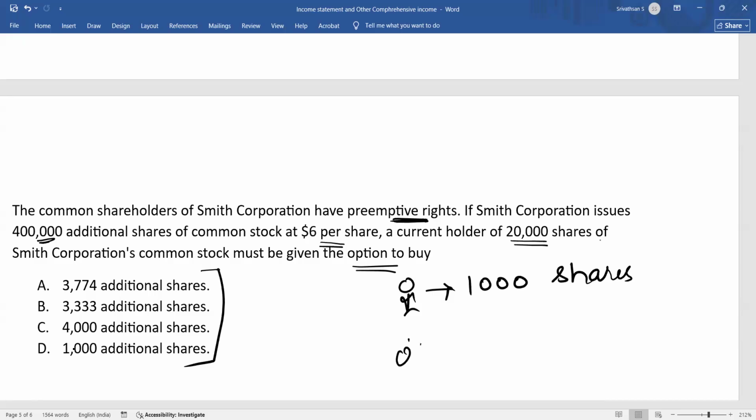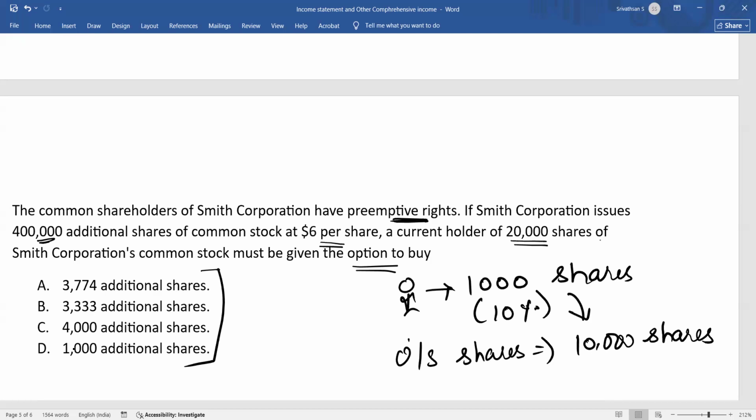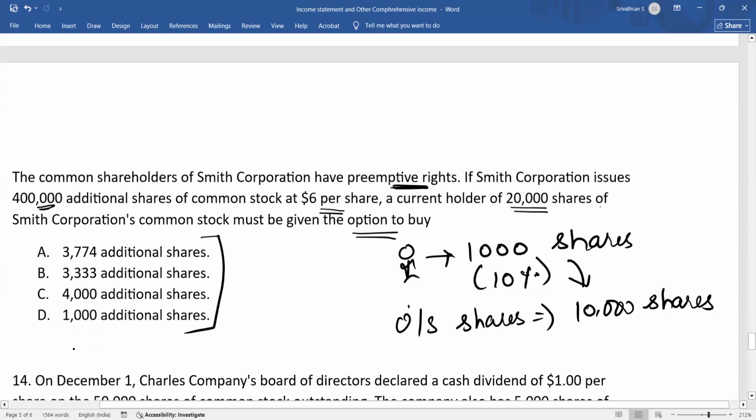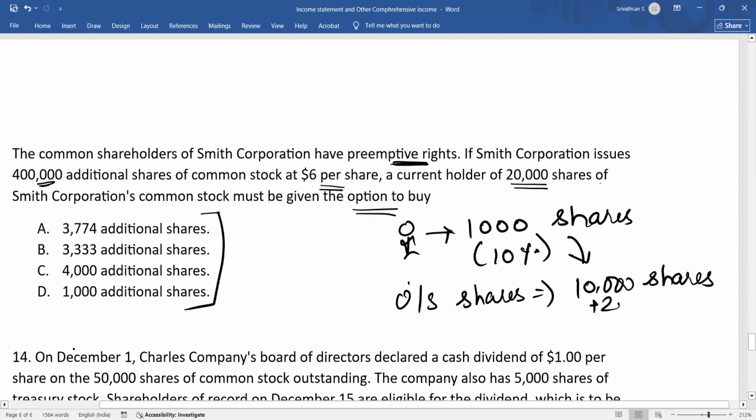Whereas the company has a total of 10,000 outstanding shares, as a shareholder I'm holding 10% of the company's outstanding shares. Now, if the company issues additional equity shares, let's say the company is issuing an additional 2,000 shares, the total number of outstanding shares becomes 12,000.